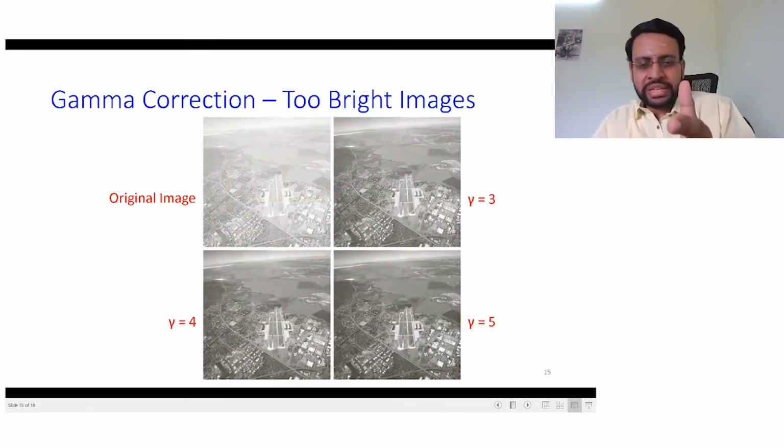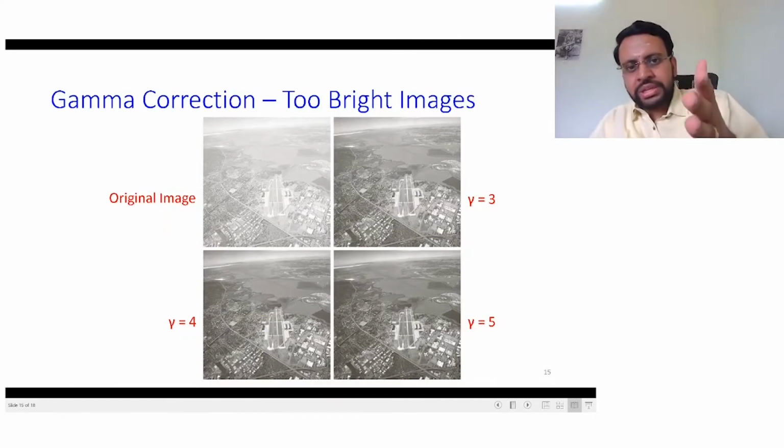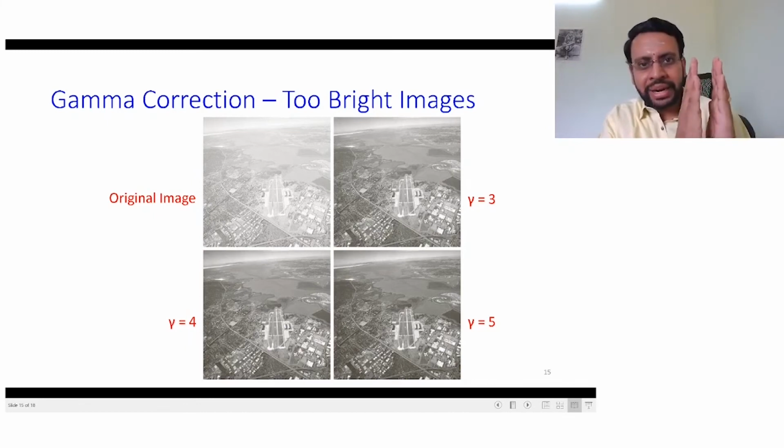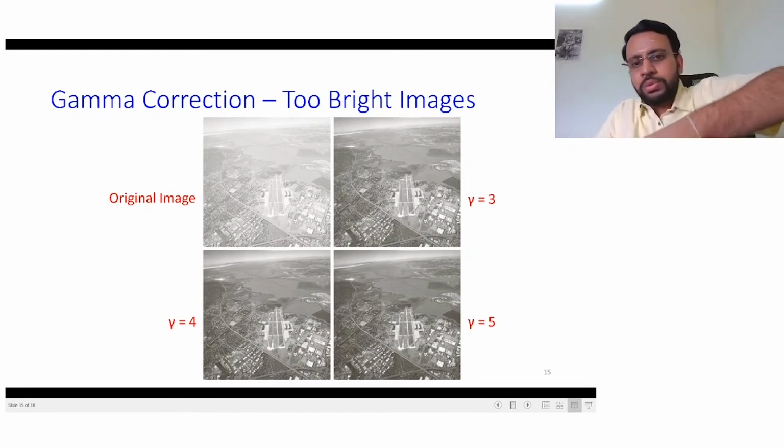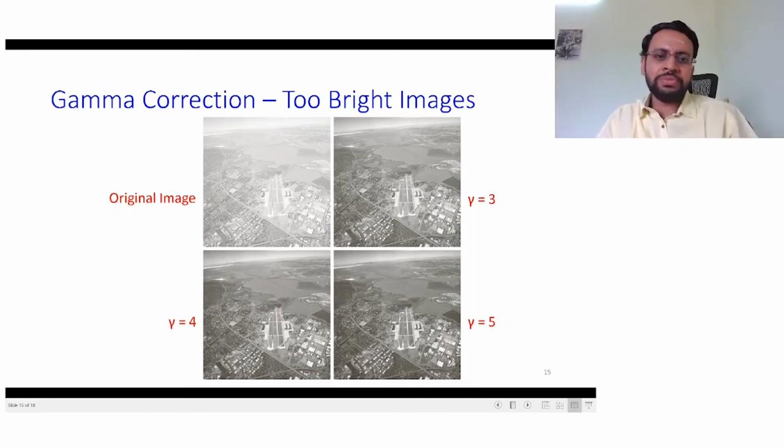This is an example on the other extreme, where most of the intensities are on the higher side. Even a small band of high intensity values, now you want to map it to a large range of intensity values, which means you need to take gamma values which are greater than 1. So these images are showing you the gamma values 3, 4, and 5, and how this image gets transformed.